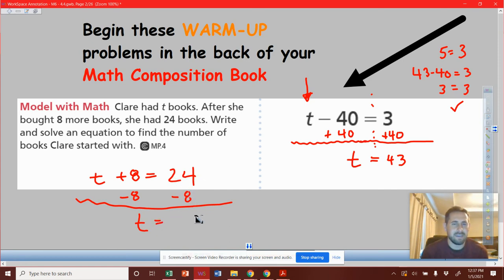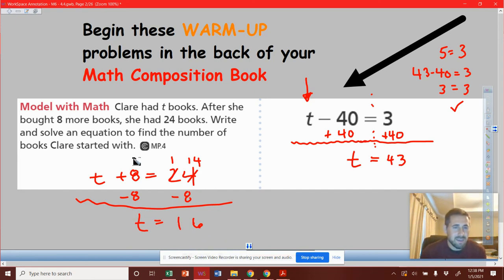24 minus 8. We cannot take 8 away from 4, so we're going to borrow from the 2, turn it into 1, and turn this into 14. 14 minus 8 is 6. And then 1 subtract 1 is 0. We get our answer of 16.